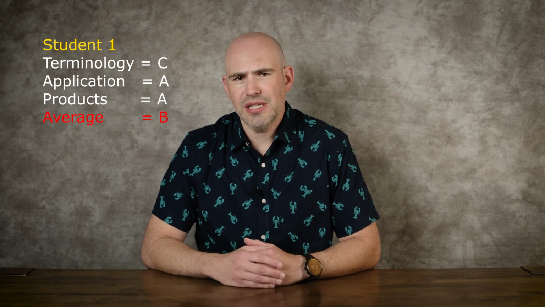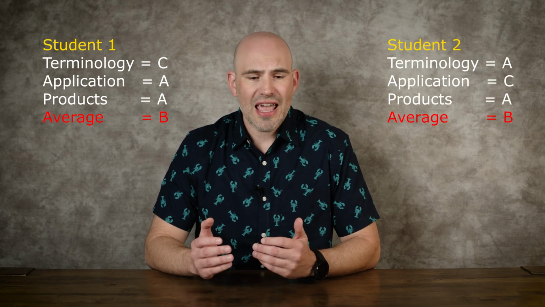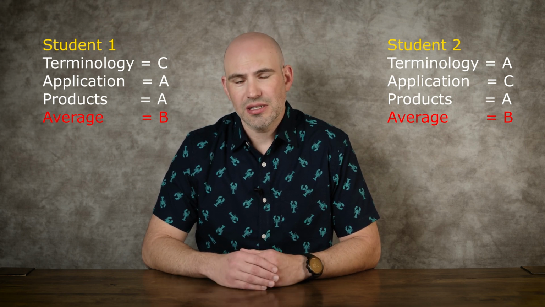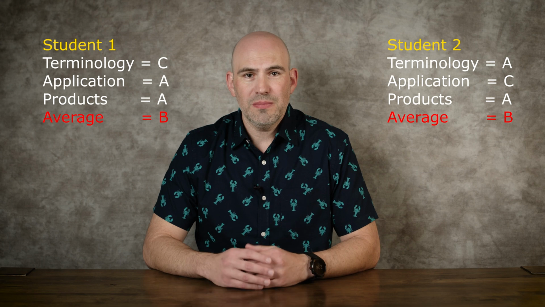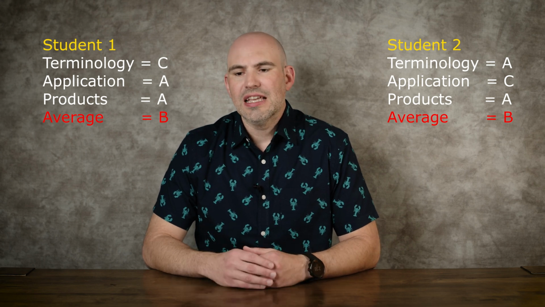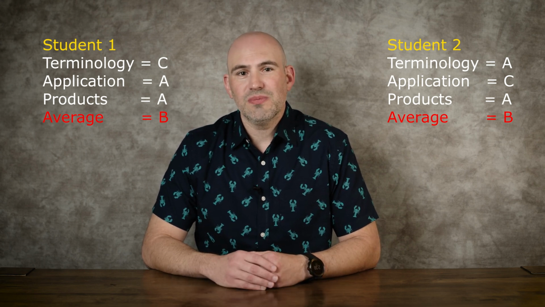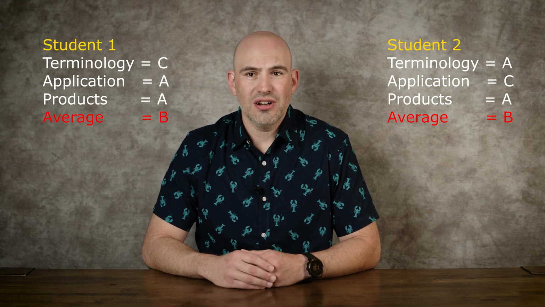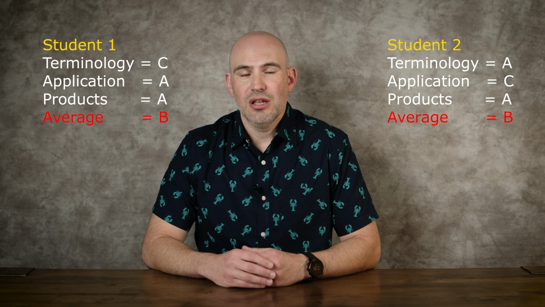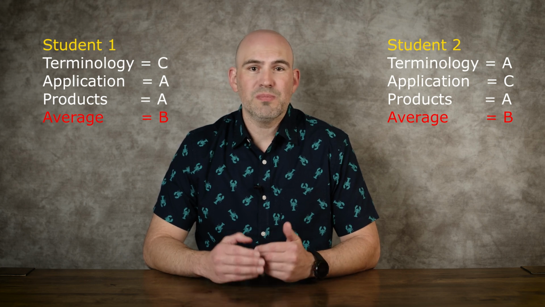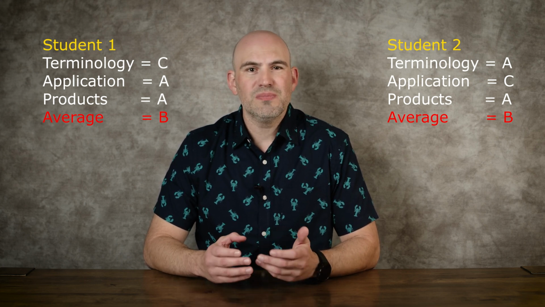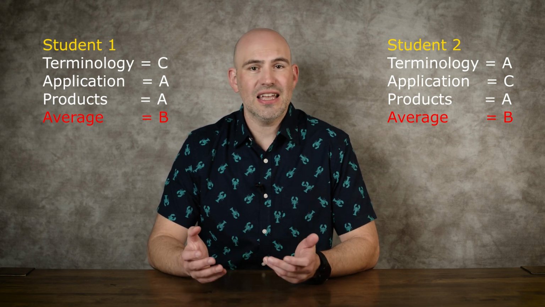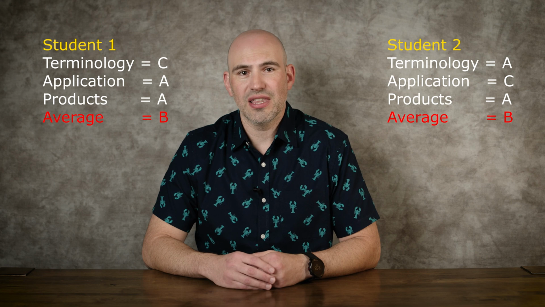Now let's look at the other B student. I have a student that has an A in terminology, a C in application, and an A in products. Well, those students both had a B, but for different reasons. This student has an A in terminology, which means they're great at memorizing things. They probably go home, they do their flashcards, but they have a C in application, which means they're really struggling with explaining the concepts. So this means they're not fully understanding what it is that we're talking about in class. And then again, an A in products, which means they're turning everything in.